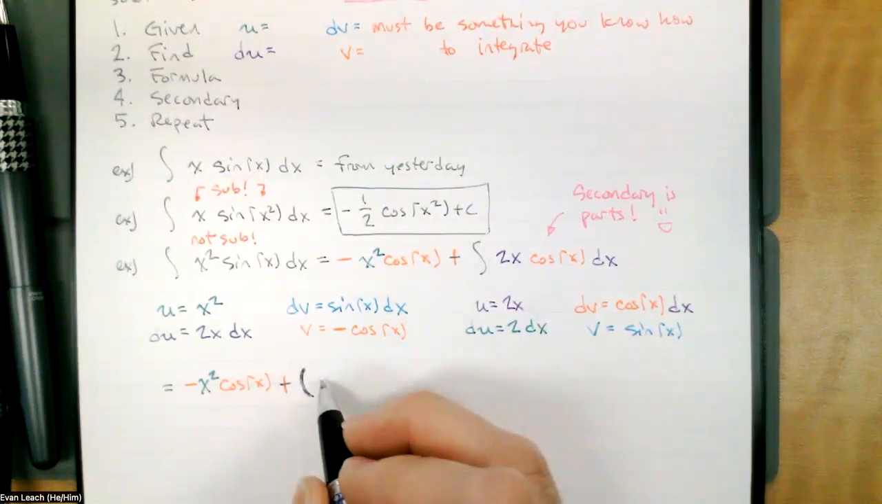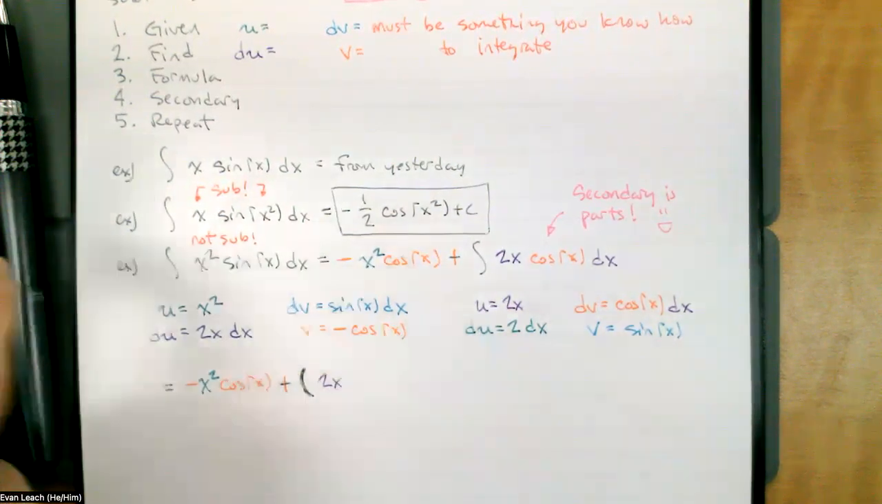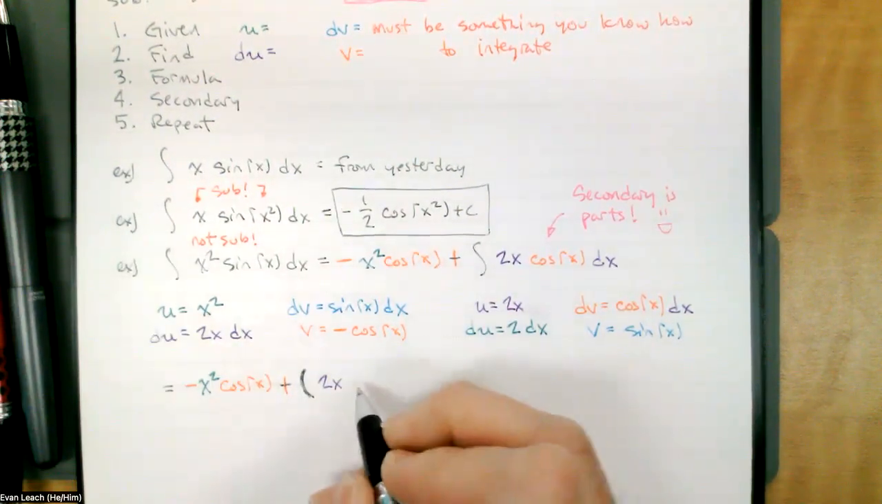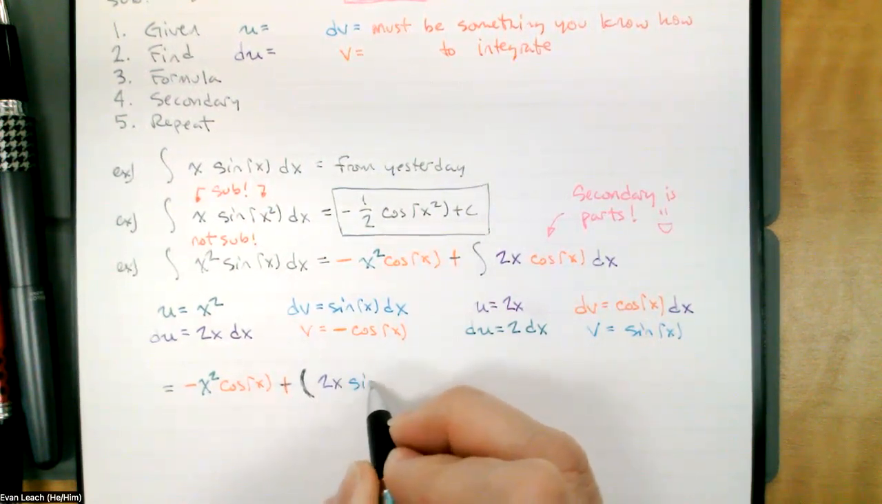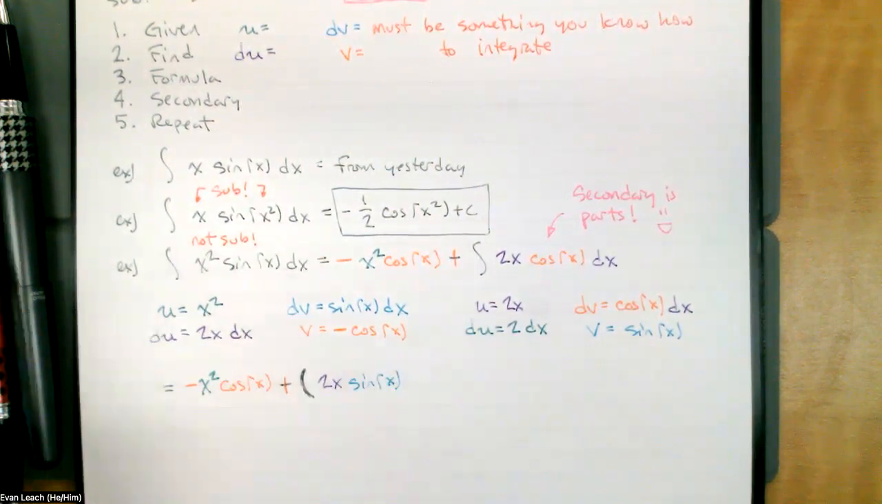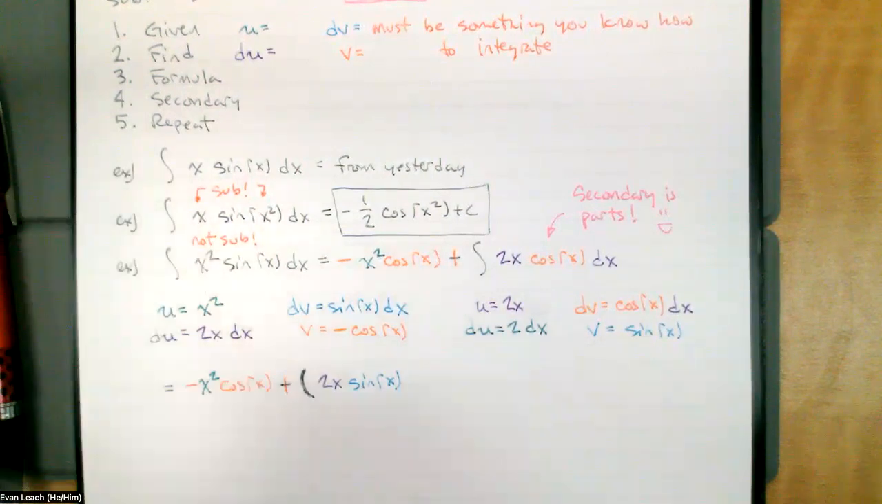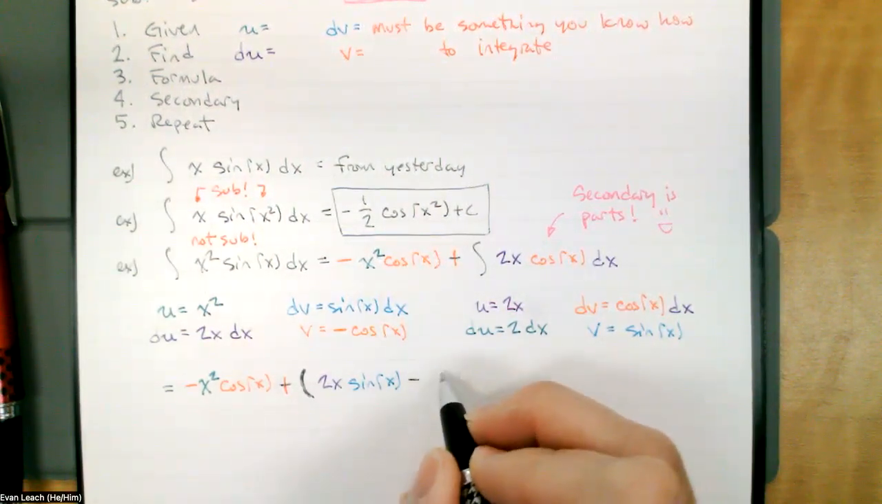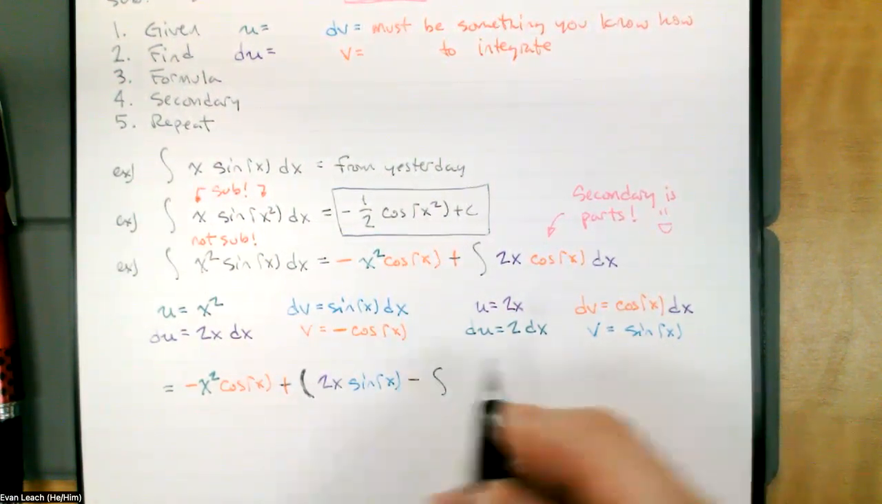So 2x sine x. I really needed to drop the color coding, but I can't stop. Minus the integral of v times du.